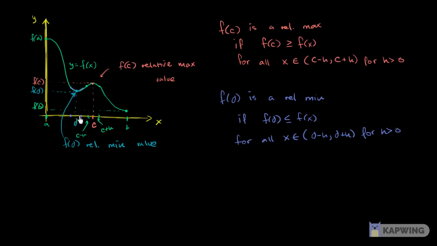The f of all of these other x's in that interval, and that's why we say that it's a relative minimum point. So in everyday language, a relative max is if the function takes on a larger value at c than for the x values around c, and a relative minimum is if the function takes on a lower value at d than for the x values near d.